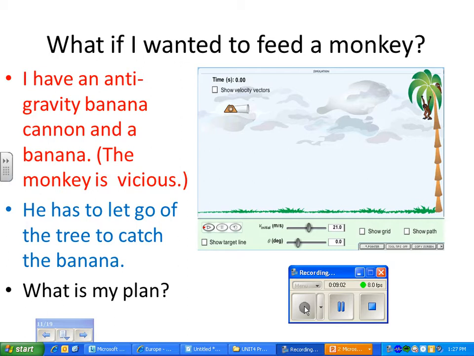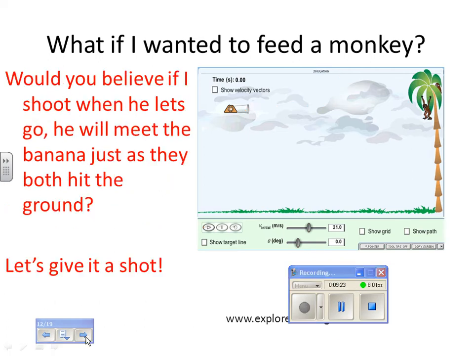So if we had an anti-gravity banana cannon, okay, just work with me here. It'd be a floating banana cannon. That's pretty cool, right? So the monkey is vicious, so we really want to get him a banana. How can we make sure the banana makes it all the way to the monkey? The monkey's dropping, and we have gravity working down, so how can we make sure it gets all the way over there? Would you believe it, if I shot it when he lets go, he could actually meet the banana in the air?